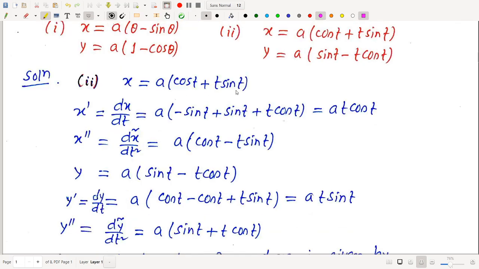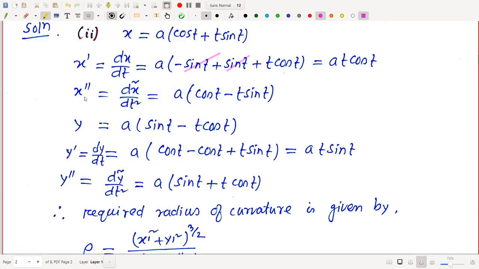x = a(cos t + t sin t). x dash means dx/dt, the derivative with respect to t. The derivative of cos t is minus sin t, and t sin t uses the product rule, u into v rule. So the derivative of t is 1, sin t remains, plus t remains, the derivative of sin t is cos t. Now this minus sin t and this sin t get cancelled, so we get a t cos t. That is x dash. Then x double dash means d²x/dt². Again we differentiate this a t cos t, using the product rule again. So a constant remains, cos t, the derivative of t is 1, cos t remains, plus t remains, the derivative of cos t is minus sin t, that's why it is minus.